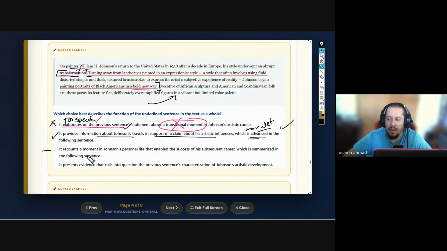Look at answer C. It recounts a moment in Johnson's personal life. No, it's not a moment in his life. It presents evidence that calls into question. Does it call into question the previous statement? No, it gives support. It doesn't call into question. It's answer B.